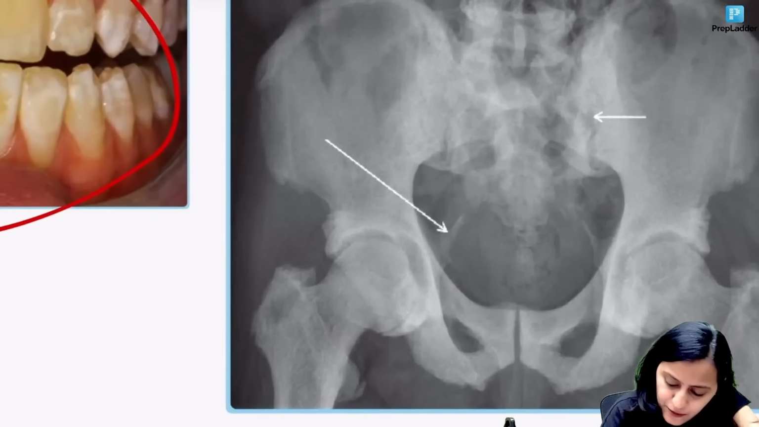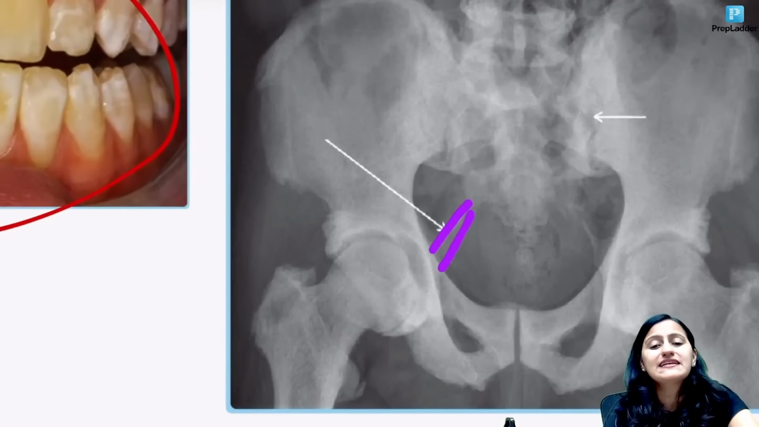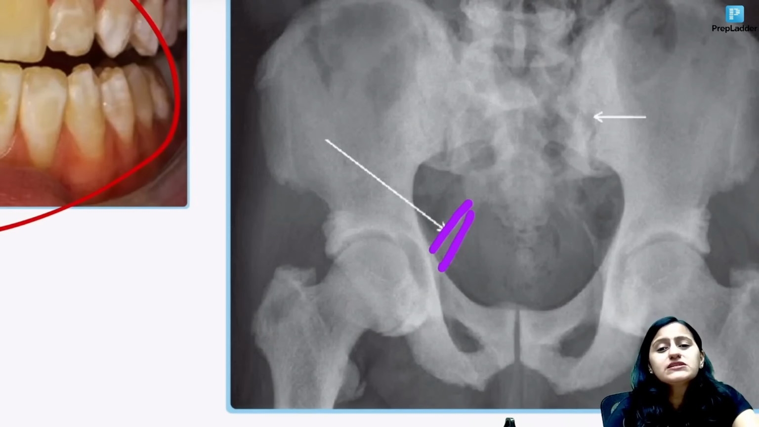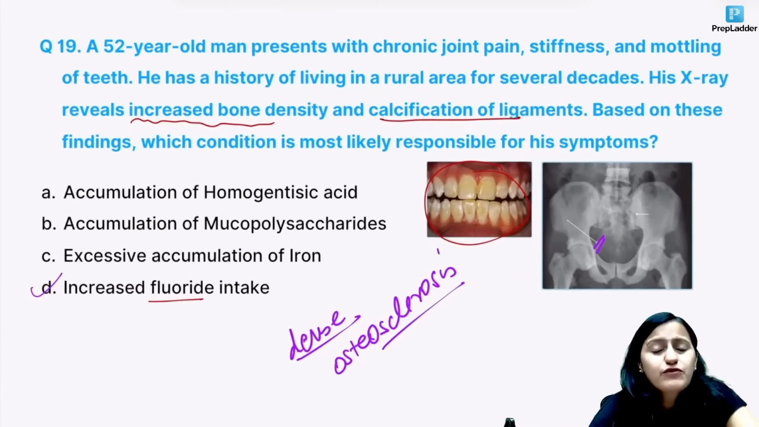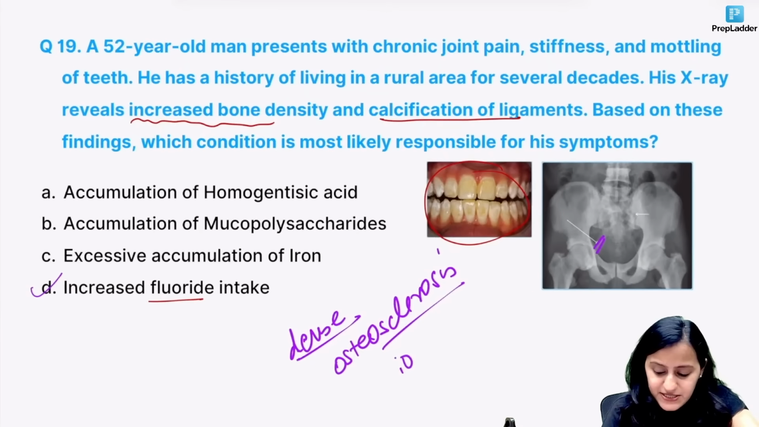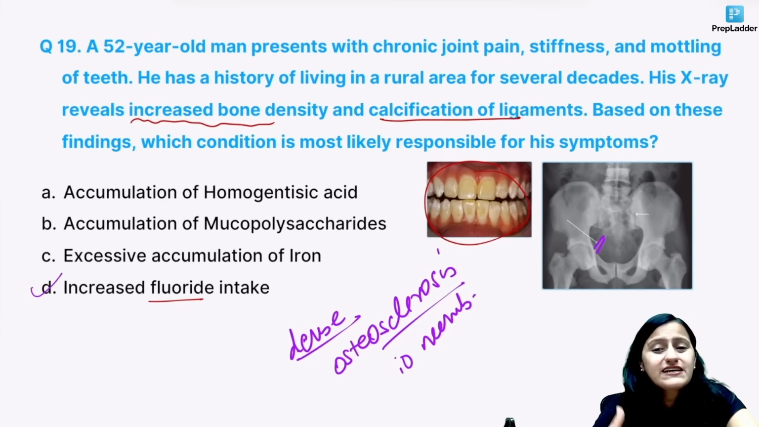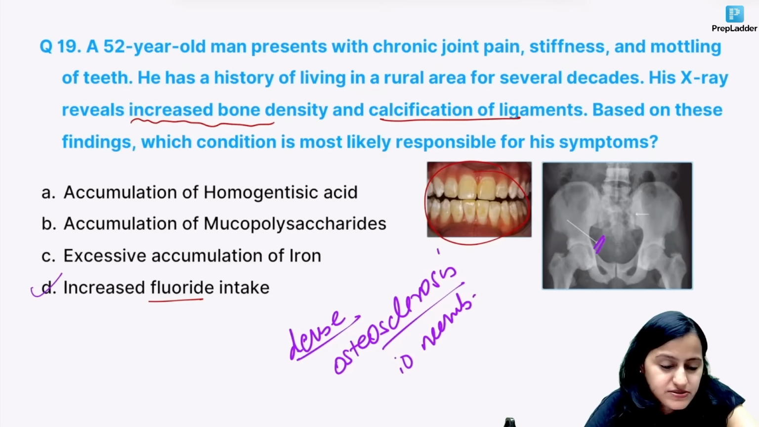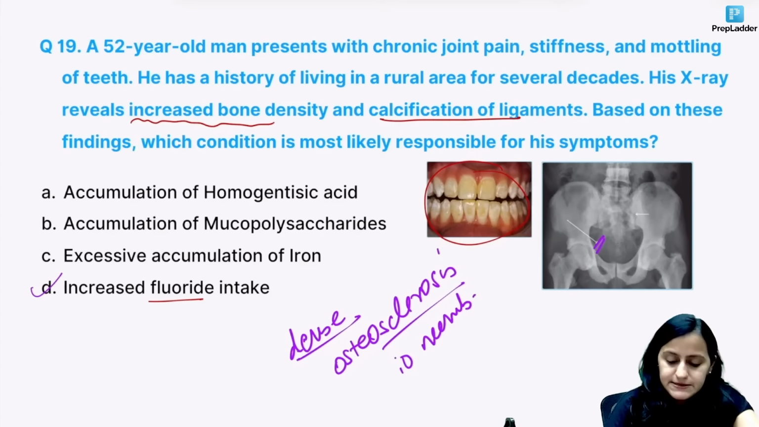Look at the arrow pointing to this area. That is the ligament which is there, the ligament which is getting ossified, which is getting white. The sacrotuberous ligament and the sacrospinous ligament get ossified. So this is going to be your fluorosis. The interosseous membrane can get ossified. The ligaments, the tendons, the interosseous membrane, there is ossification which occurs. Okay, so this is fluorosis.